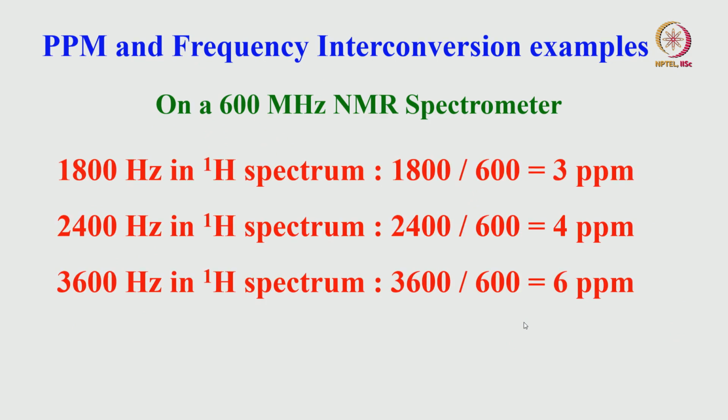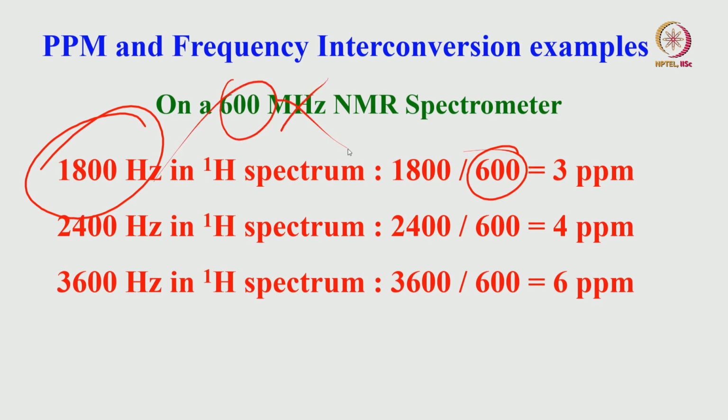And the same thing, let us say I measure in a 600 megahertz spectrometer, a peak comes at 1800 hertz. I want to know what is the value in ppm. What you have to do? Simply, if you want to convert from hertz to ppm, divide by the resonating frequency, which is 600. Leave out the megahertz part of it. Then you are going to get the number that is in ppm. So, 1800 divided by 600, you get 3 ppm.